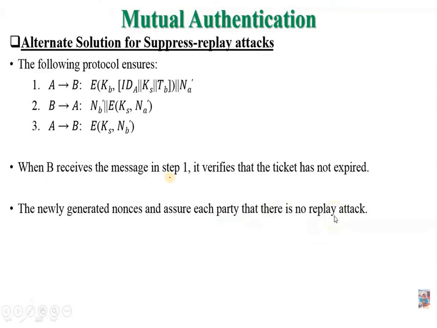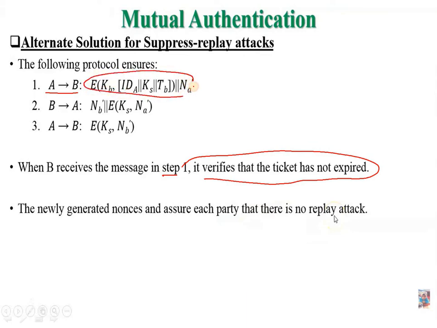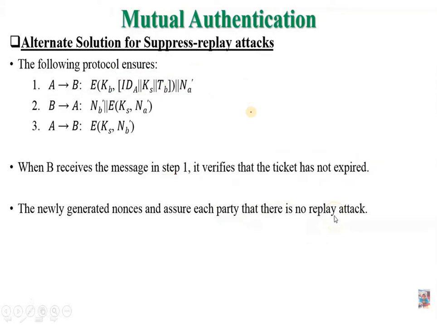When B receives the message in step 1, it verifies that the ticket has not expired. So when B receives this message from A, what will it do? It will verify this message by using this ticket. Ticket is nothing but a timestamp, and it will check whether it is expired or not. If the timestamp is newly generated, it is not expired. So once it checks this timestamp and nonce, then it can go for the communication. Hence there will not be any replay attack possible.